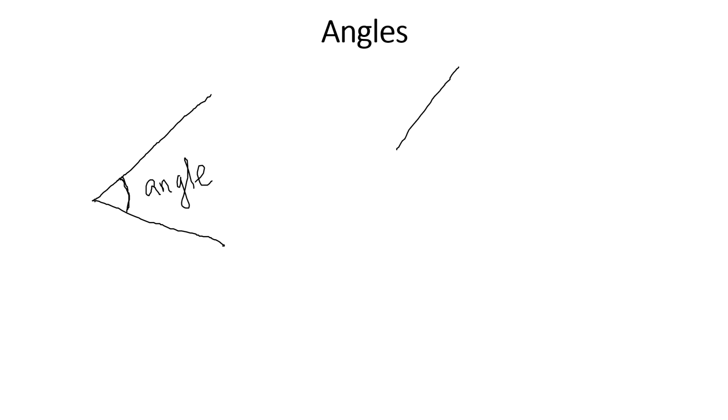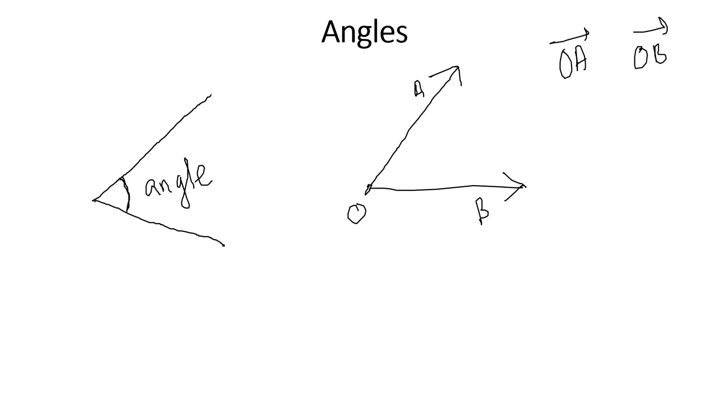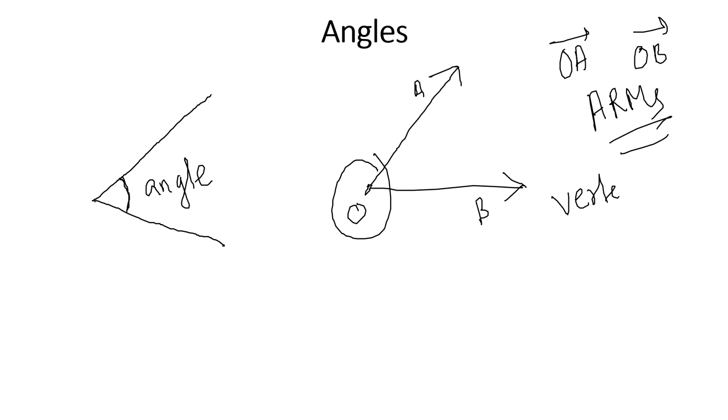Let us say that this is one ray. It has met another ray, let us say at O. This is A, this is B. So this OA and OB here, these are called the arms of the angle. Angle is formed at O. This is the vertex. O is the vertex.